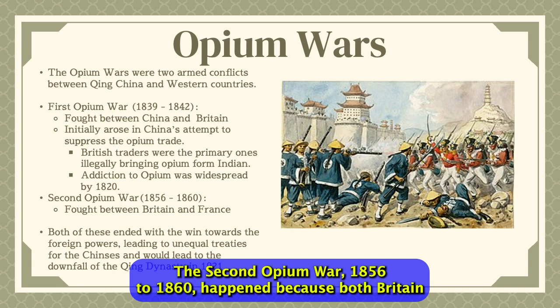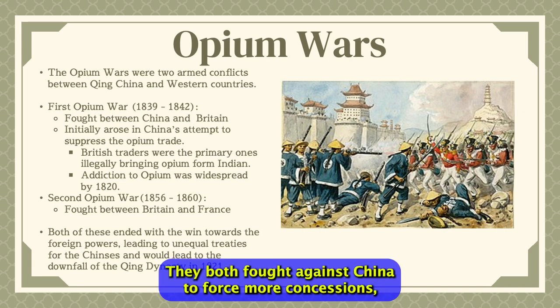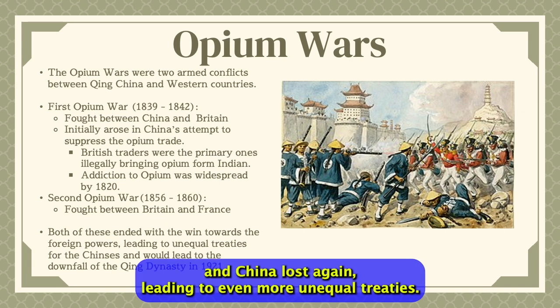The Second Opium War, 1856 to 1860, happened because both Britain and France wanted more power and trade rights in China. They both fought against China to force more concessions, and China lost again, leading to even more unequal treaties.